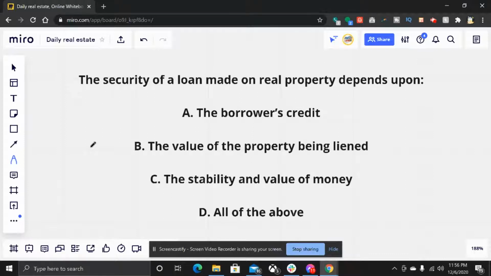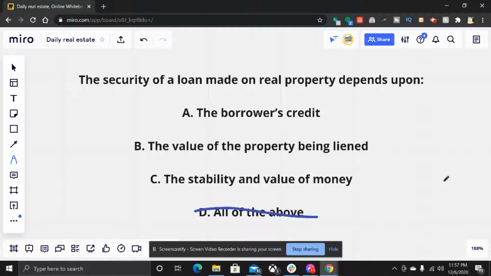The security of a loan made on real property depends upon A, the borrower's credit, B, the value of the property being liened, C, the stability and value of money, or D, all the above. Not D, not all the above. There's definitely one of these that sticks out. So, what do we use to secure a loan that is used to purchase real property?